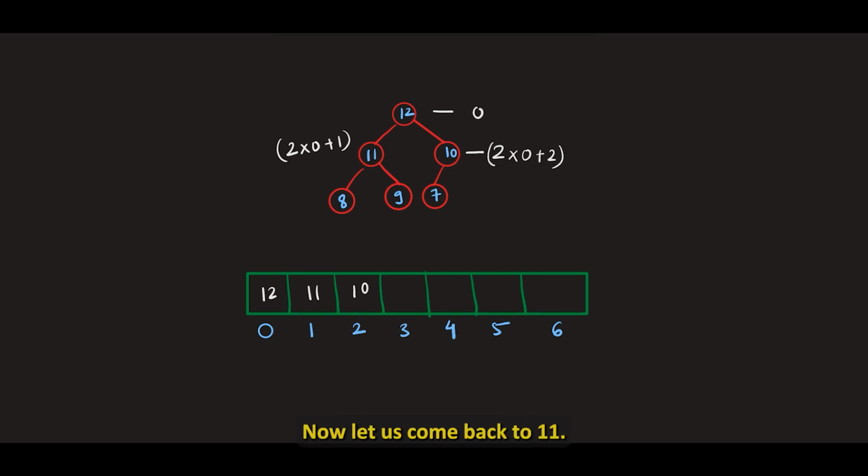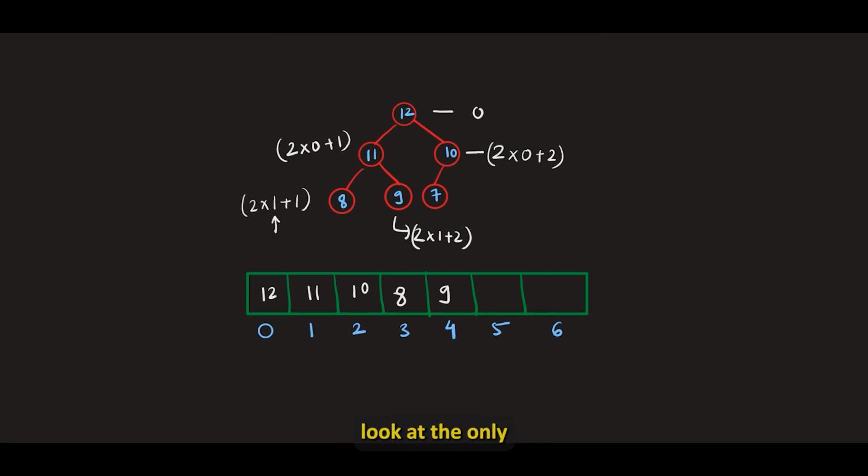Now let's come back to 11. Its left child is 8. So it will go to the 2 times 1 plus 1th index. Since 11's index is 1, 8 will go to 2 times 1 plus 1, which is 3. So 8 will go to the third index. Now let's look at the right child of 11, which is 9. It will go to the 2 times 1 plus 2th index, which is 4. So 9 will go here.